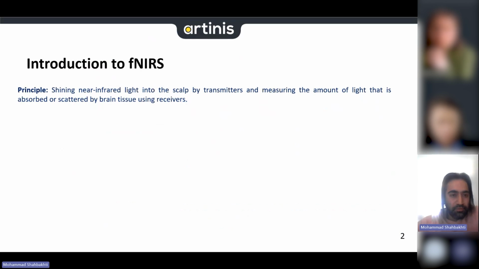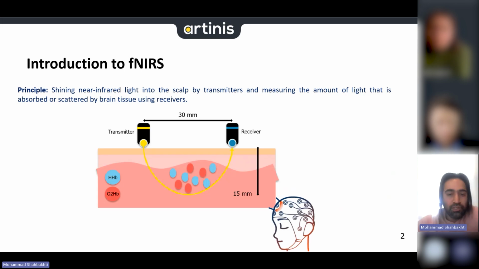The basics of NIRS are pretty simple. We shine near infrared light into the scalp with a transmitter and measure the amount of light that is either absorbed or scattered by the tissue using receivers. In this graph, you can see we have one transmitter and one receiver, and we place them at a distance of 3 centimeters from each other. Using the transmitter, we shine light with wavelengths in the range of oxygenated and deoxygenated hemoglobin. Based on that, we can measure fNIRS data.